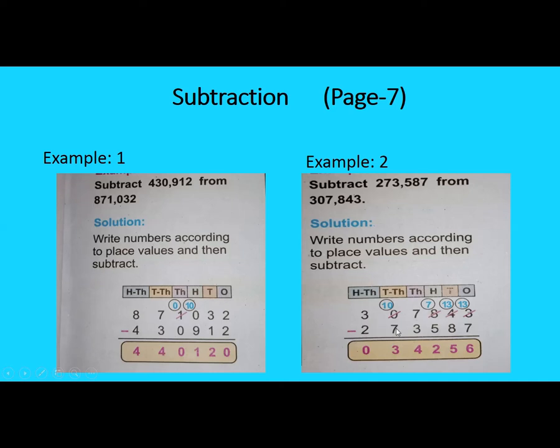0 minus 7 is not possible, so we borrow 1 from this value, so it will become 10. 10 minus 7 is 3, and why is 0 over here? Because we borrowed 1 from 3 and gave it to 0, so here it will be 2. 2 minus 2 is 0. I hope you understood it very well.